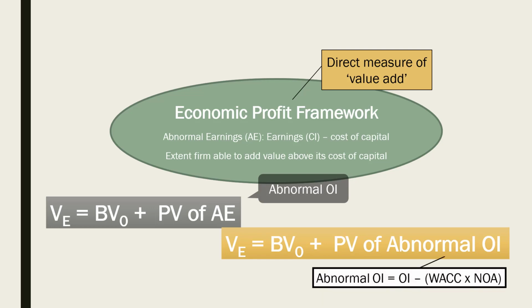Abnormal operating income equals operating income, OI, minus the cost of capital for a firm's operations, weighted average cost of capital, WACC, times net operating assets invested in the business.